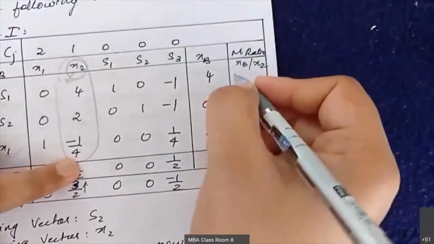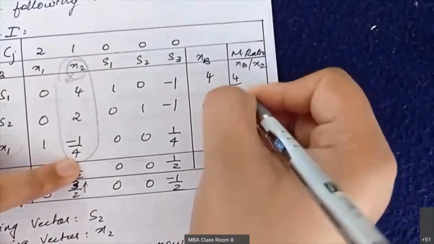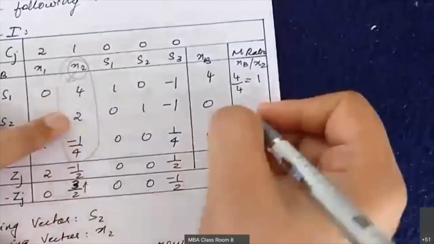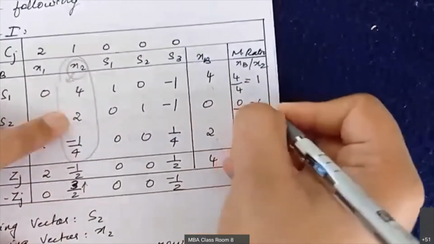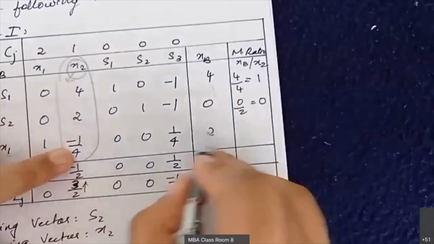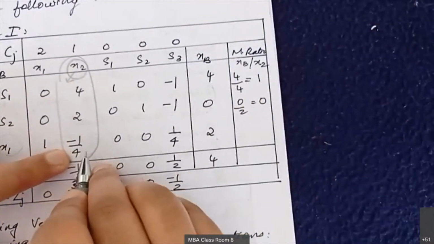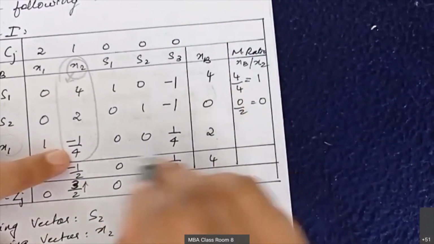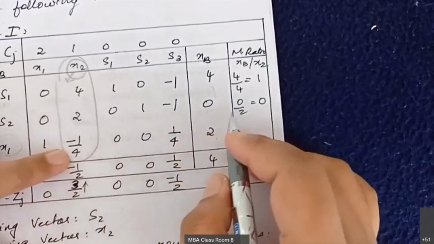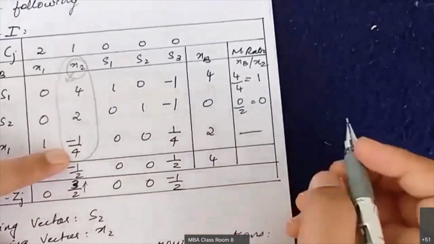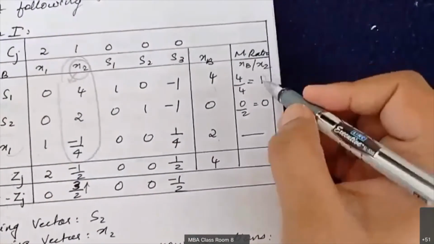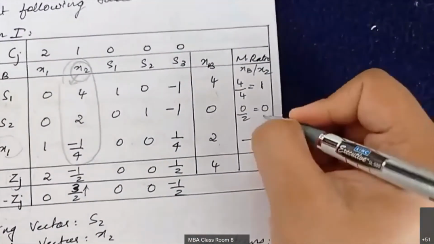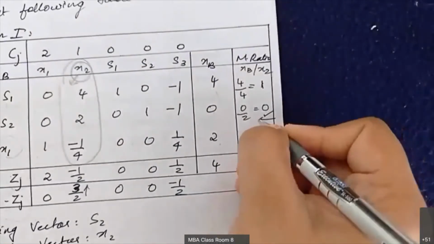So here I have 4 divided by 4. What is the answer? It is 1. Over here I have 0 divided by 2, which is 0. And here I have 2 divided by negative 1 by 4. See, for the minimum ratio, we have to enter only positive values. So here I am getting 2 divided by negative 1 by 4, which is a negative number, so I will not enter it into the minimum ratio. So here I have 1 and 0, and 0 is comparatively the least positive.